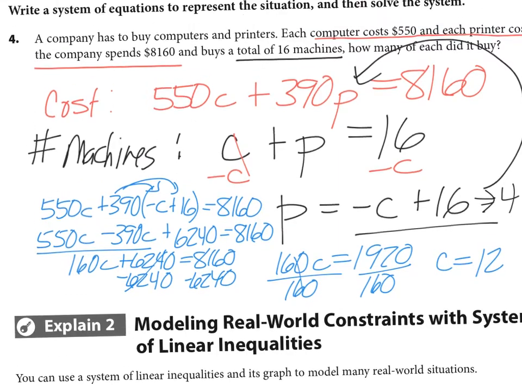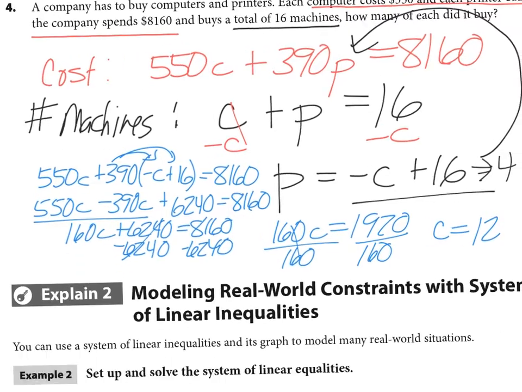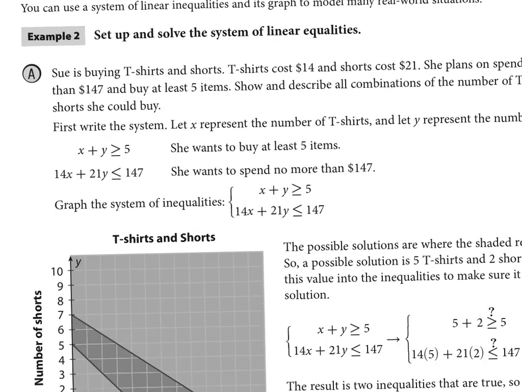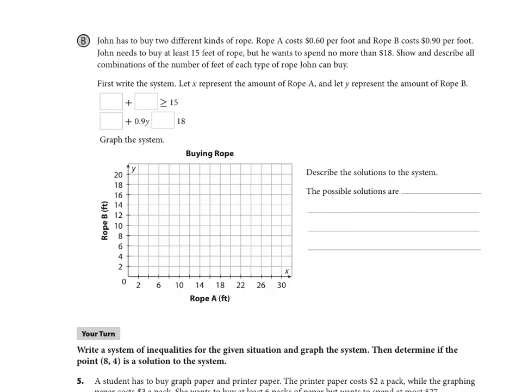Now, let's go back. How many of each did it buy? Well, that's what we got. 12 computers and 4 printers. So again, they give you another example down here. Okay, this one now is an inequality because they're not equal. So now we have our shaded region area, just what we got through doing in module 12.2.